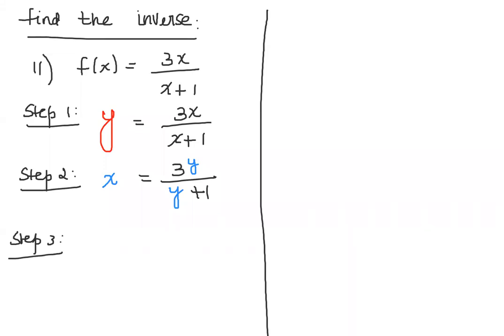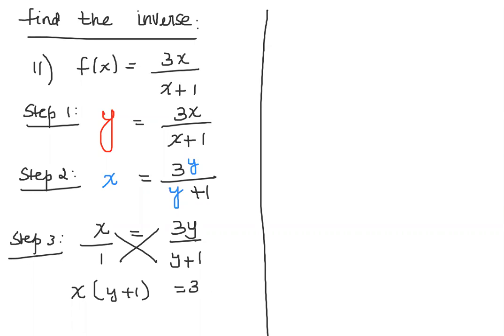In order to do that, this is rational expressions. We learned how to solve rational function equations. So let me write down the equation again. I can put 1 in the denominator. Now for these two rational expressions, we can do the cross multiplication. So we get x times y plus 1 equal to 3y. Now distribute the x.